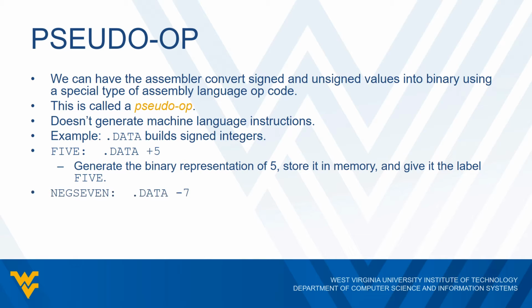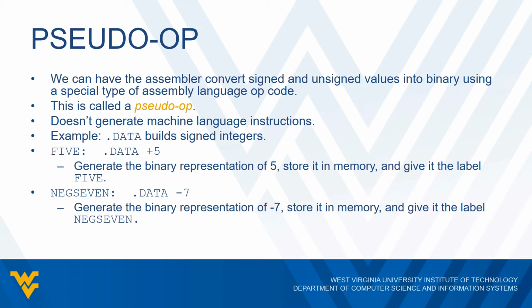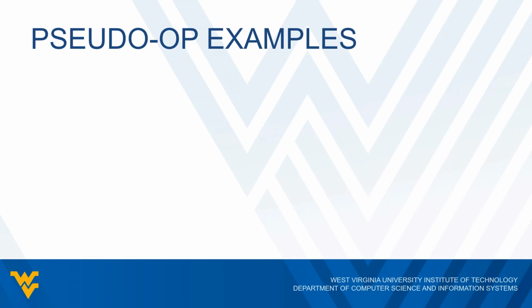Let me give you another example. We might have something like -7 : .data -7. So this is going to tell the assembler to generate the binary representation for -7, store that in memory, and then use the label -7 to represent the address of that data. So the whole point here is now we can use these labels to refer to the values instead of the actual memory addresses. So using these pseudo-ops, we now can have several other instructions in our assembly language.